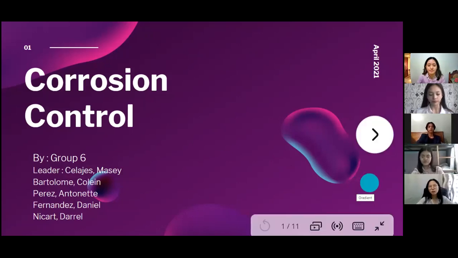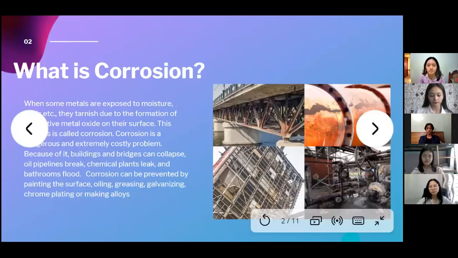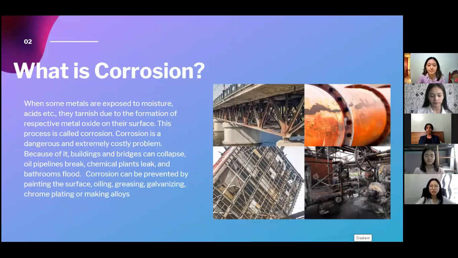Now let's talk about corrosion control. What is corrosion? When some metals are exposed to moisture, acids, etc., they tarnish due to the formation of respective metal oxide on their surface. This process is called corrosion.